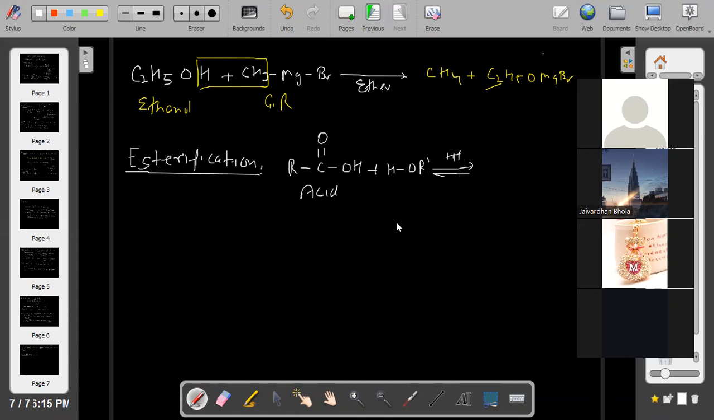Then you will get RCOOR, this is the ester, and H2O moves out. This is the ester you got.